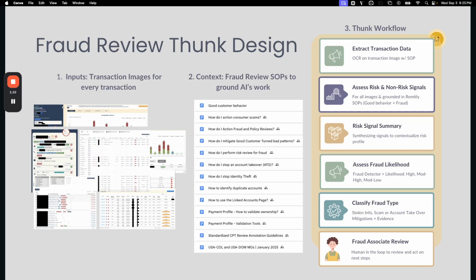And that's exactly what the Thunk.AI platform is designed to do. Automate a review workflow such as this one with a high degree of specificity and reliability while keeping decisions grounded entirely in an organization's SOPs. Let's take a look at this Thunk in action.